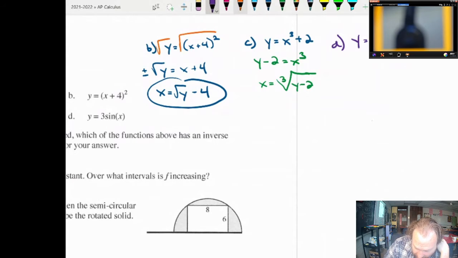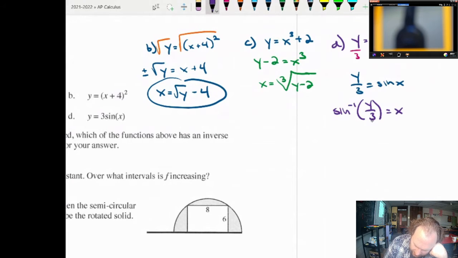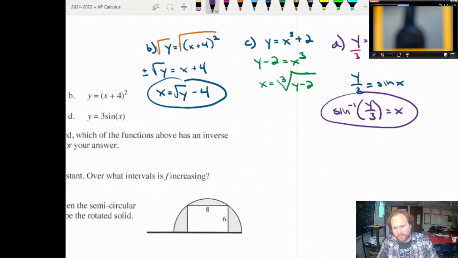In order to solve for x, we're first going to have to divide that 3 over. That'll give us y over 3 equals the sine of x. And then the way we cancel out a sine is we do an inverse sine. So the sine inverse of y over 3 will equal regular old x, and I think that's all that's going to happen there.